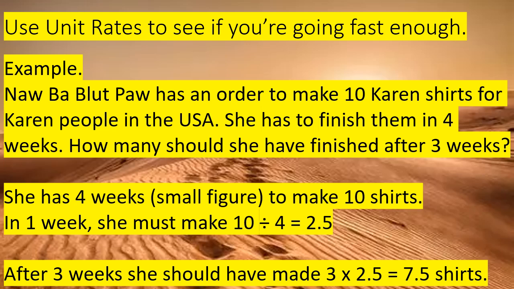So she has 4 weeks, the small figure, to make 10 shirts, the big figure. So in 1 week, she must make 10 divided by 4 equals 2.5 shirts. So after 3 weeks, she should have made 3 times 2.5 equals 7.5 shirts. And that is the answer.